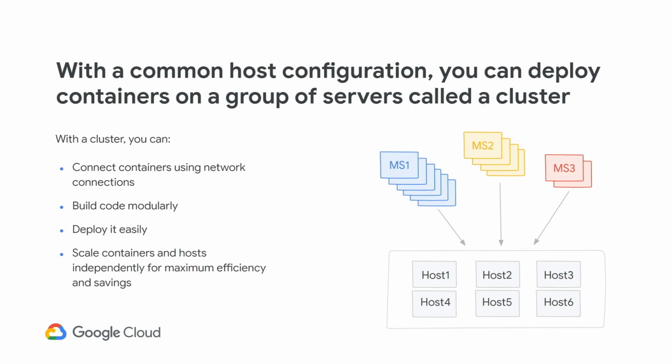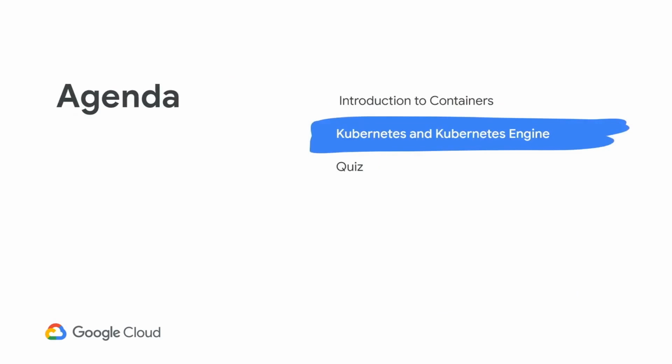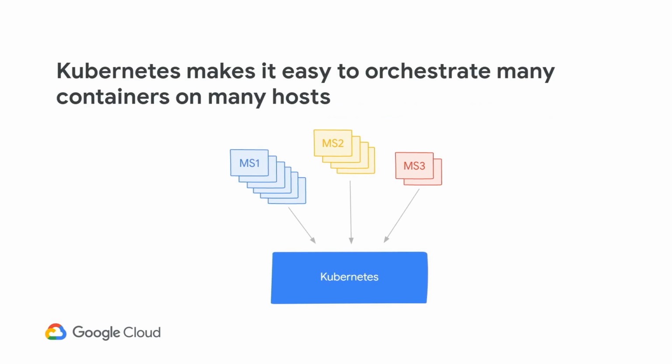So the Kubernetes cluster is a cluster of Compute Engine instances running the Kubernetes software and then managing the execution and the scaling up and down of all those containers, the load balancers, and all that other fun stuff. So when we take a look, Kubernetes really makes it easy for us to orchestrate many containers running on many hosts.